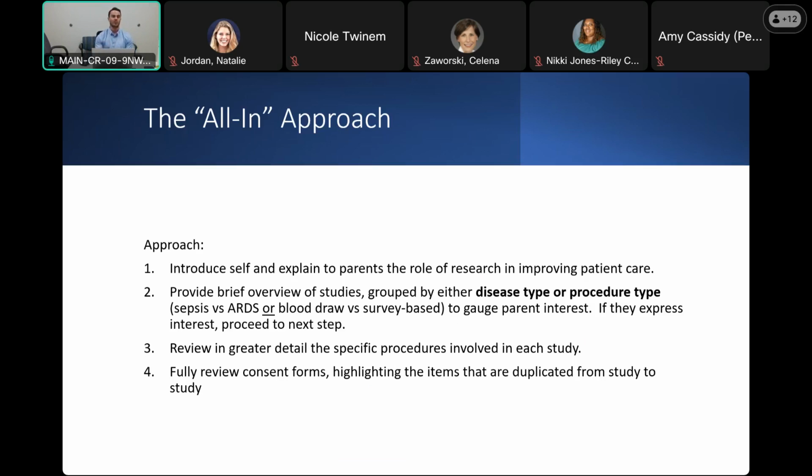I'm very upfront with them about it. So in the beginning, if we are approaching for 10 studies, I'll say, hey, we are going to be talking about 10 studies today. You can say yes to all of them. You can say no to all of them. You can say yes to some and no to some. And that doesn't impact any of their clinical care. This is just something that is optional and that we give the opportunity to everyone who may be eligible to participate.